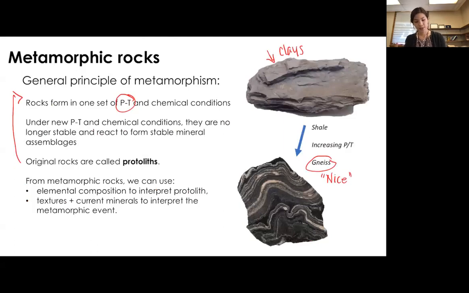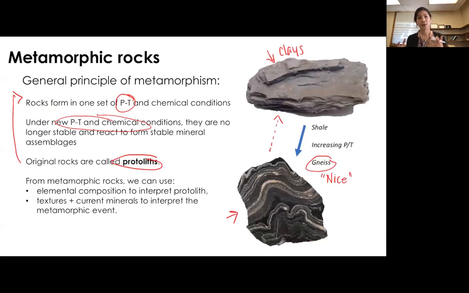This means once we have the final resulting metamorphic rock, we can backtrack through looking at the chemical composition, the minerals that are there, and the textures. We can backtrack what these new pressure and temperature and chemical conditions were, as well as what the protolith was. So this blue arrow that I show here going from shale to a gneiss, we can start to use that gneiss to infer back to get to that shale.